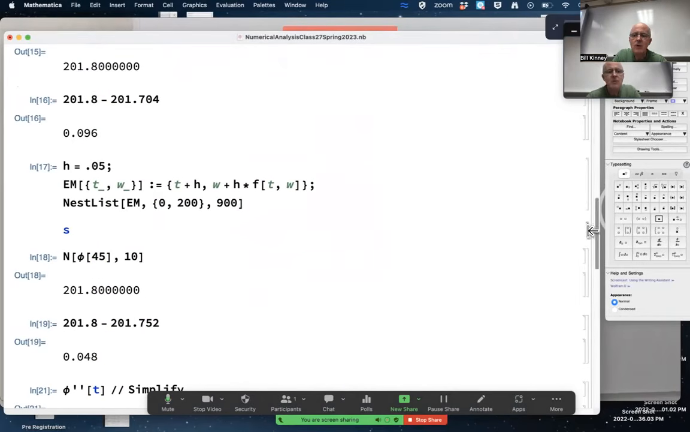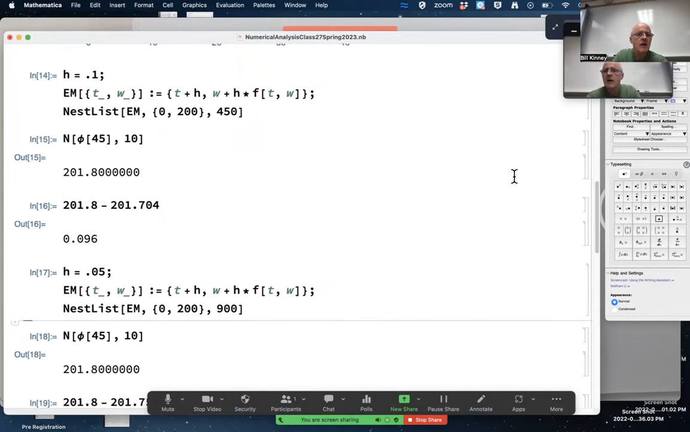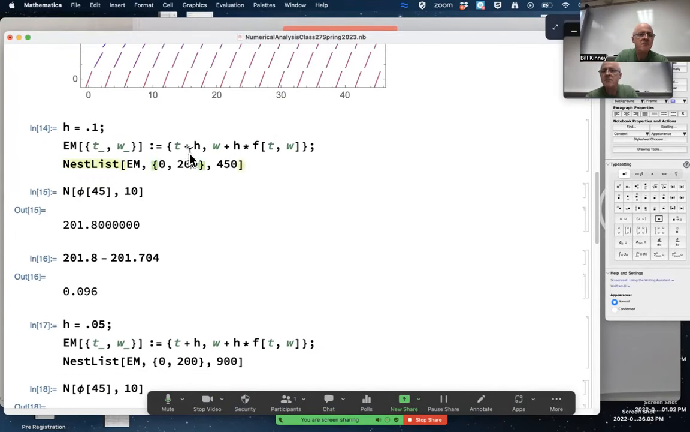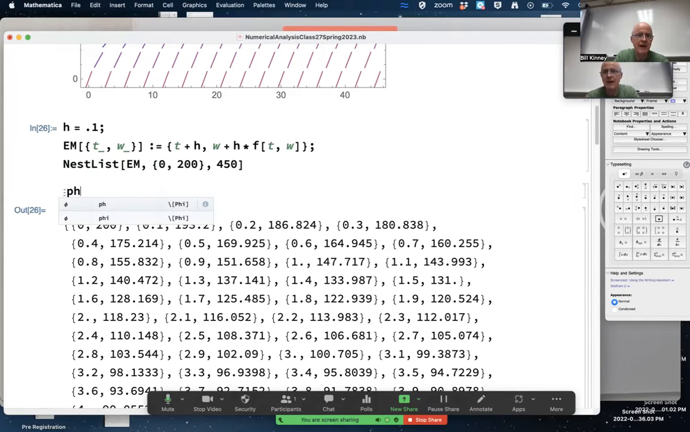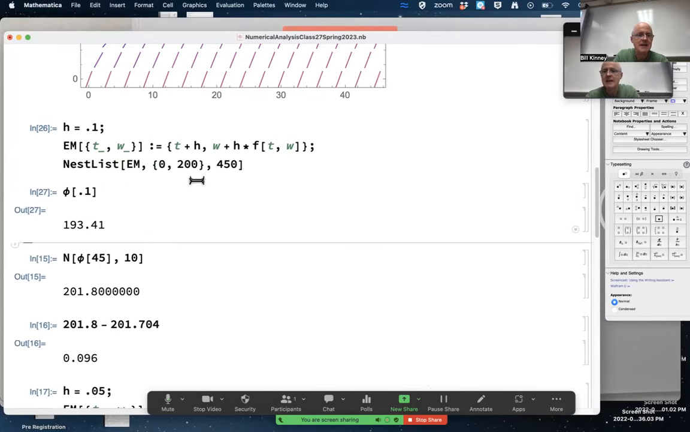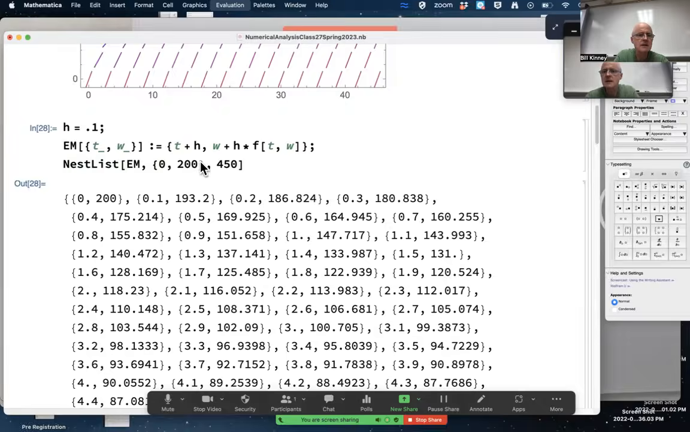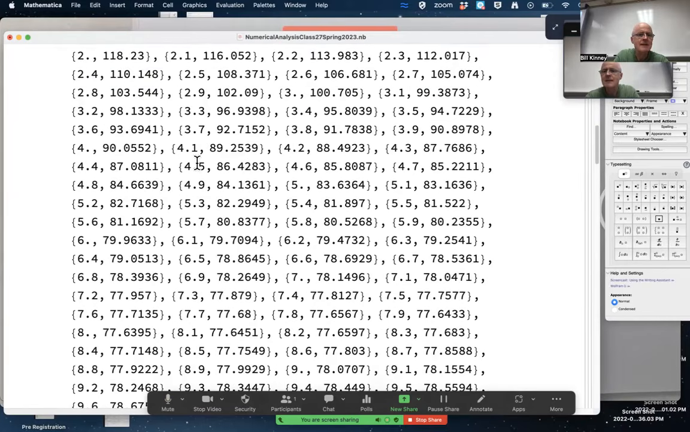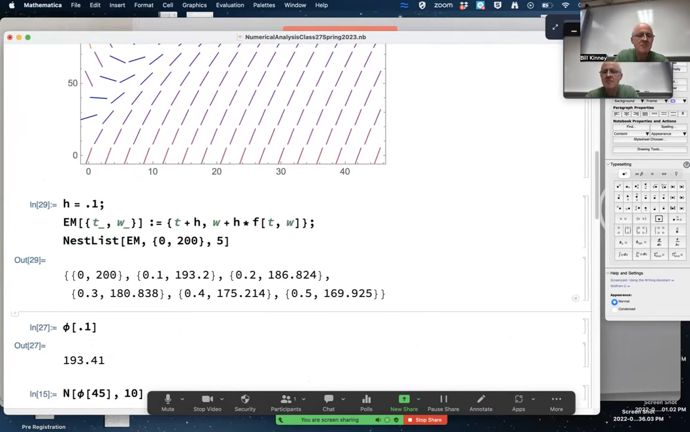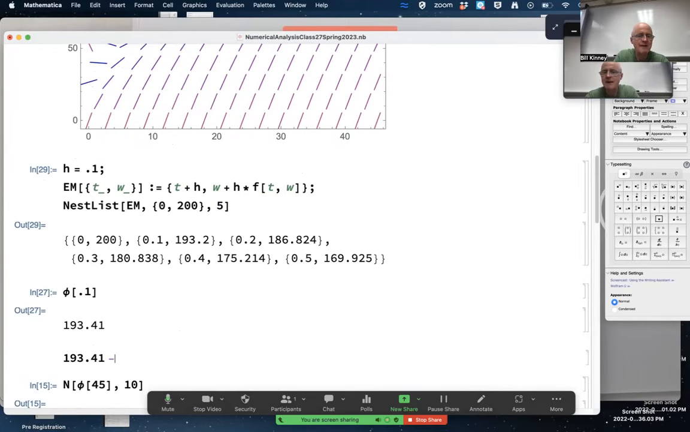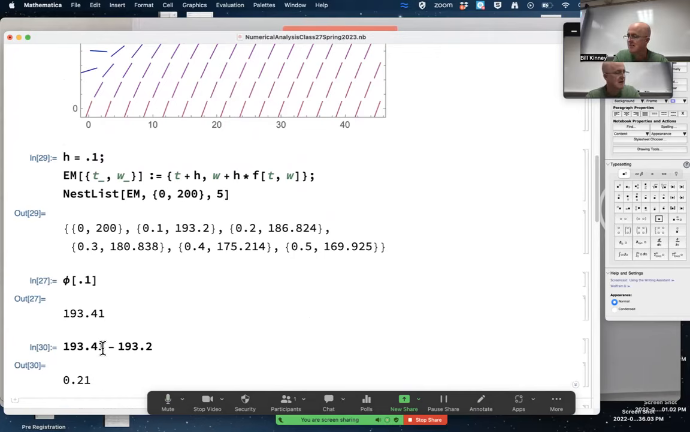So we were doing the case where we were using h as 0.1. At 0.1, we get 193.2 for the estimate. The true value of phi at 0.1 is 193.41. Sorry about this. Let's just do a few steps here. The error is 193.41 minus 193.2. We're actually not too far away from our error bound. Okay. 0.21 is the error.